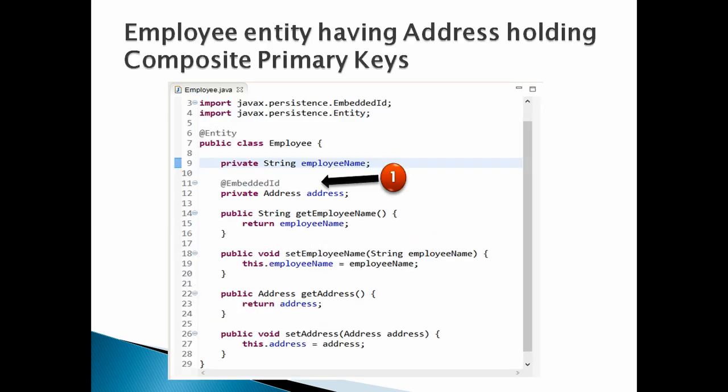Moving ahead. Let's create an entity by the name Employee. Create a property in it by the name employeeName. In order to make the Employee entity have multiple keys together as primary key, we will make the Address class as a has-a relation property in Employee. This Address class will have the @EmbeddedId annotation over it. This class will be treated as a class having multiple properties making together the primary key. That is, the Address class will be the class holding composite primary keys.